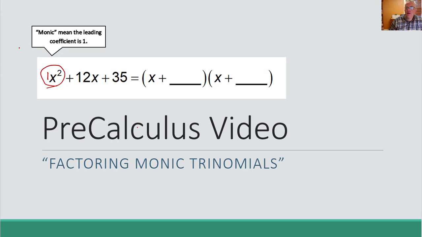This is Mr. Miller. In this video, I want to remind you of how to factor monic trinomials. A monic trinomial is a trinomial whose leading coefficient is 1. The reason why we want to factor these is we're going to need this to rewrite equations for parabolas in intercept form, and that's what we're going to do next.